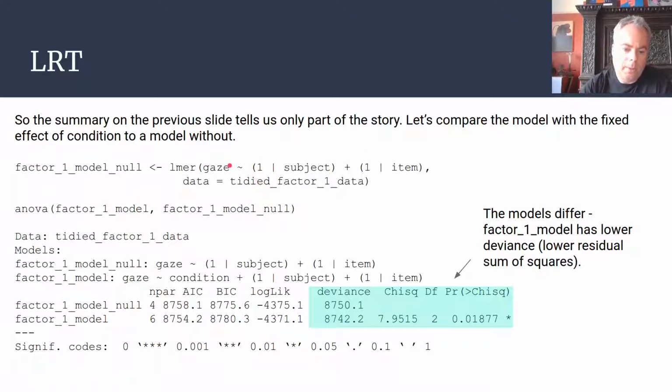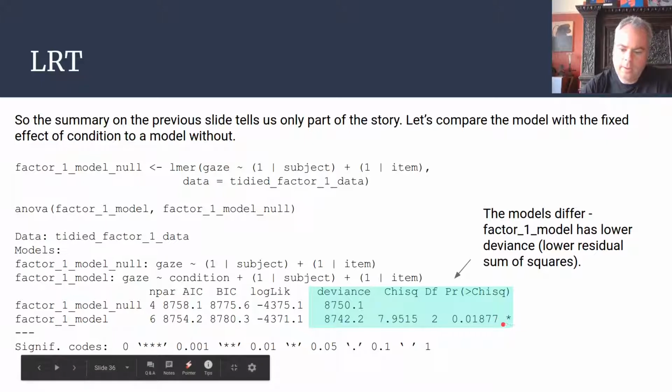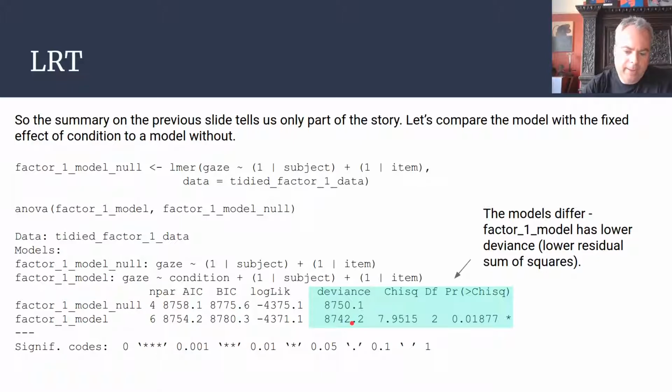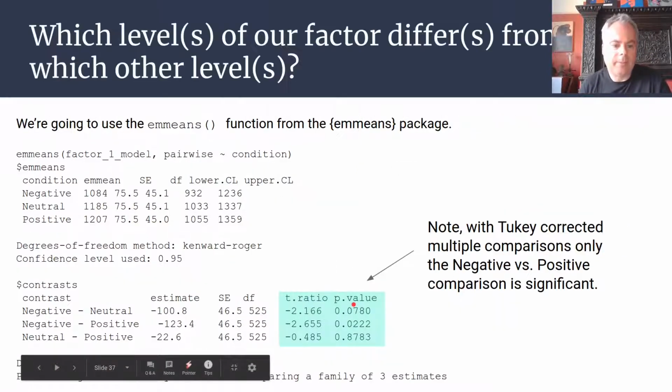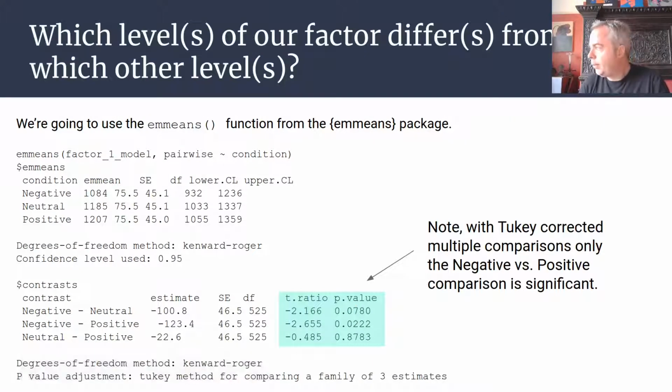So we can build our null model and compare it, using the likelihood ratio test, to the model with the additional fixed effect. And we see down here that the models differ from each other with the deviance score, so that's the residual sums of squares. The error is less for our model with a fixed effect than it is for the model without the fixed effect. So that's basically telling us that our experimental manipulation seems to be having a difference.